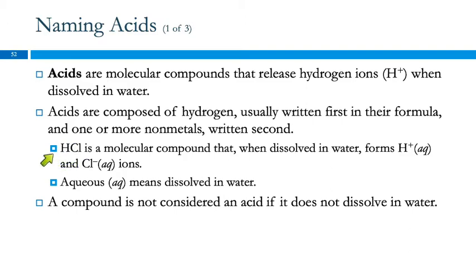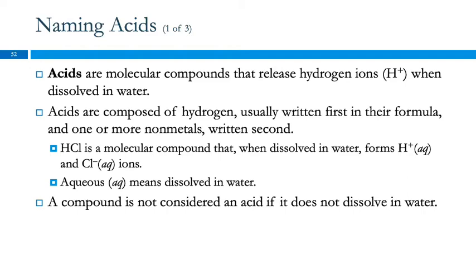This is an acid. We identify that this is an acid because it starts with H. So if it starts with H, it's going to be an acid in Chem 1A. This is a molecular compound. Hydrogen is a nonmetal. Chlorine is a nonmetal. It's a molecular compound. But when it's dissolved in water, it forms ions. Those ions are H plus and Cl minus. And when we put this (aq) in parentheses after the formula, that means it's dissolved in water.